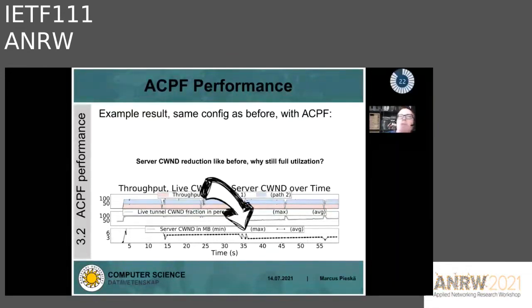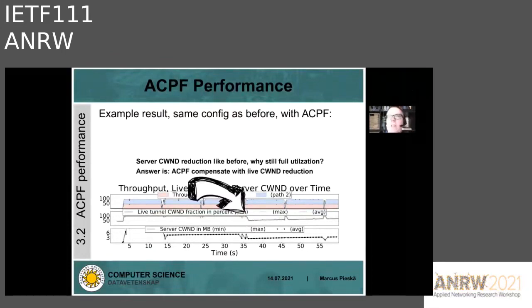However, we still see periodic reductions in the server congestion window. So why then is the throughput so good? The answer is that the scheduler compensates for the smaller congestion window, which it infers from the scheduling queue size, by reducing the live congestion window. The net effect of this adjustment is that the server congestion window pivots from the bottleneck buffer of the primary path, where it was causing congestion, to in-flight over the secondary path, where it instead increases the throughput.